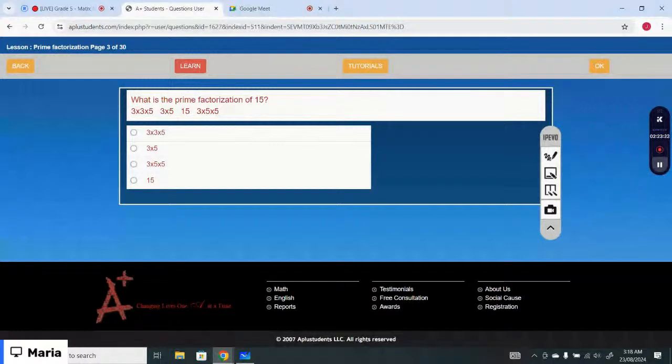What is the prime factor of 15? So factorization of 15. So which is the correct option? The correct option is 3 times 5. Option number 2 is the correct option. The prime factors of 15 are 3 times 5.